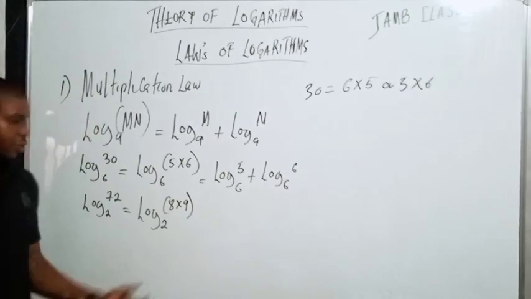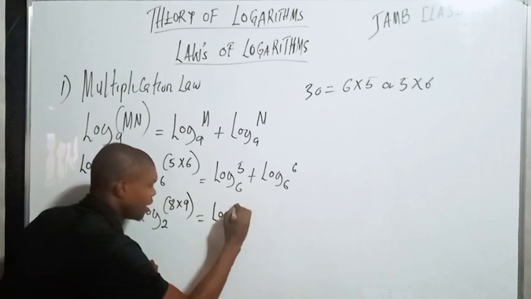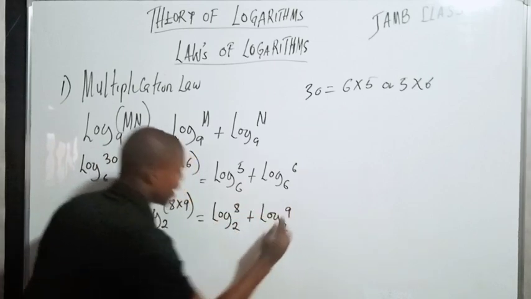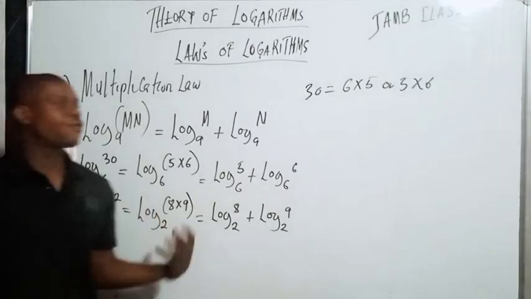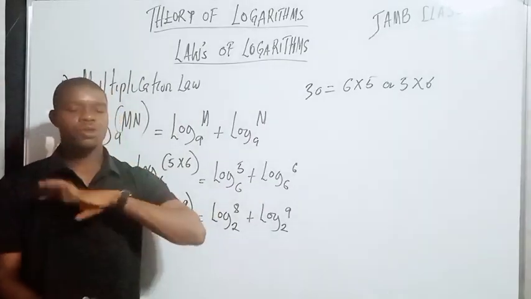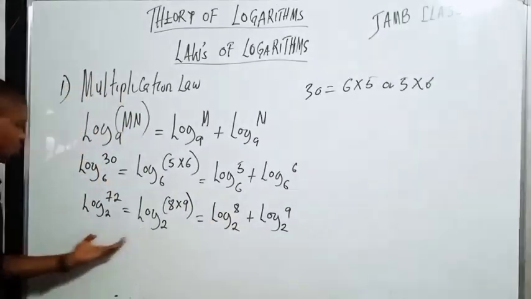Can you see that? So it's the same thing as log base 2 of 8 plus log base 2 of 9. Then you can go further to evaluate it. When you get to a normal problem question, you have to evaluate all these things, so you have to understand this one here.